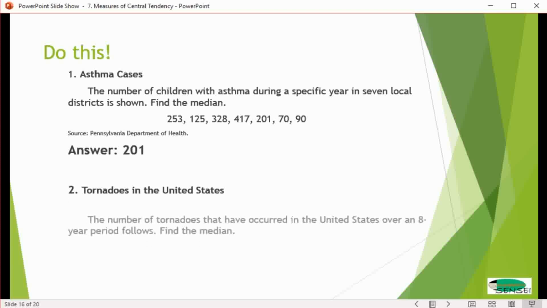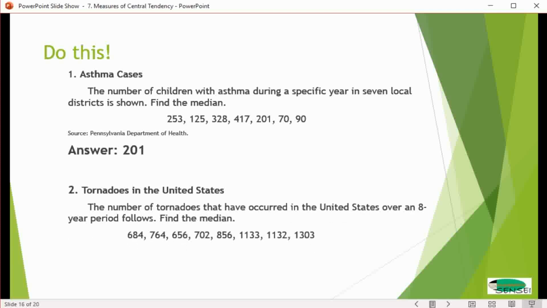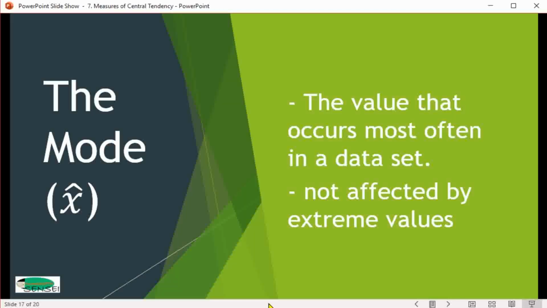Tornadoes in the United States, so these are the given values. Again, you arrange this in ascending order, or if you prefer the descending order, why not? And in this case, the middlemost value is 810. Why is it 810? This is an even distribution, and since it's even, we get the average of the 2 middlemost values, and they result to 810.